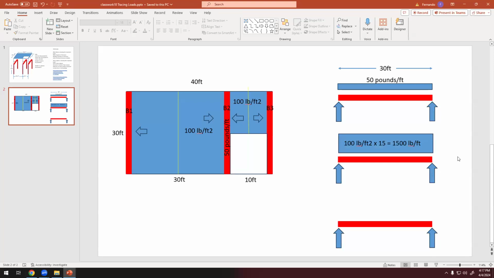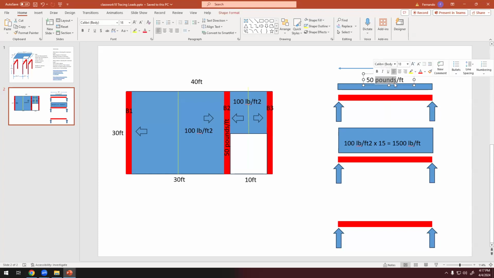So this is that uniformly distributed load. Okay, so this is way bigger than this one. This is 50 pounds per foot. And this is 1,500. So we have more weight coming from that slab. And now, what about this? What is this load? This half of the slab that I have here.